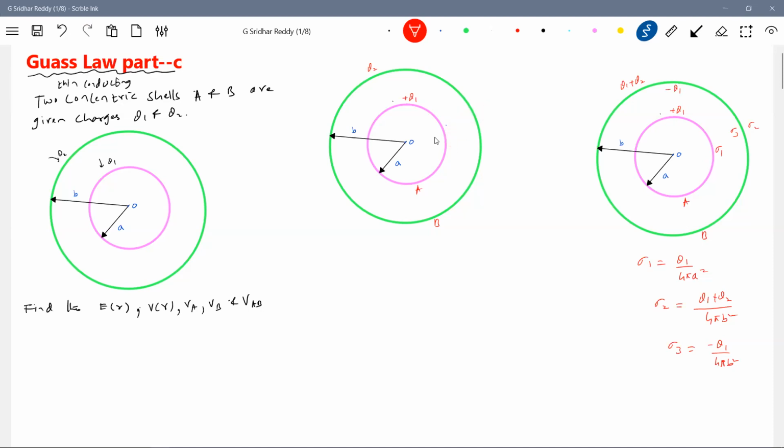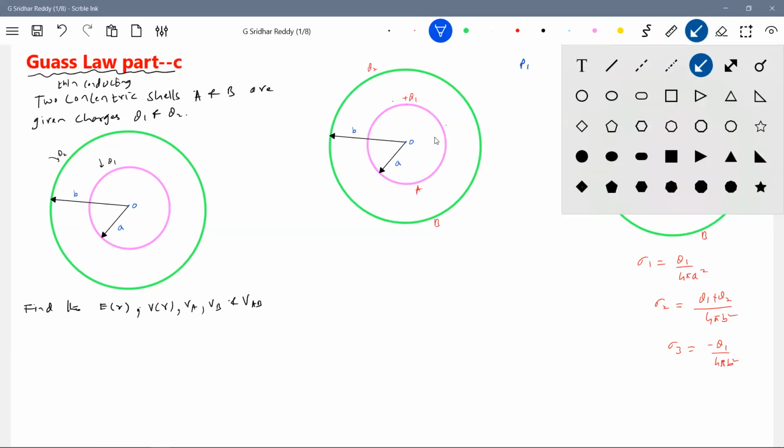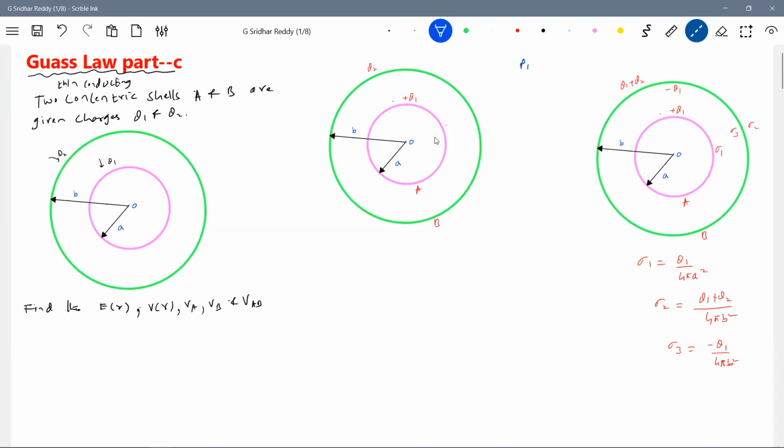Okay, looking at this diagram, we'll find first. We'll choose the point. Let me choose the point P1. Now, what shall I do now? So here, this is R1, or shall I write R? So where is the point? This one. There I want the electric field. So what shall I do? I will draw a Gaussian surface.